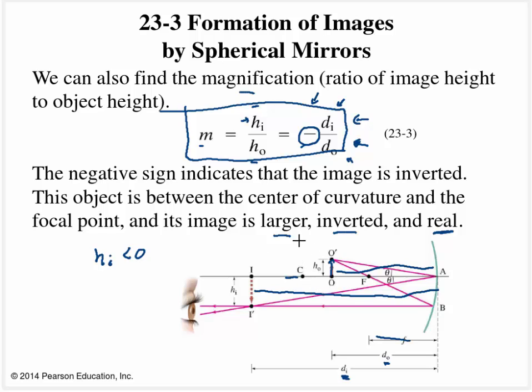So taking a look at this object, note that it is between the center of curvature and the focal length, and now what we're going to do is take a look as we move it inside the focal length and outside the radius of curvature.